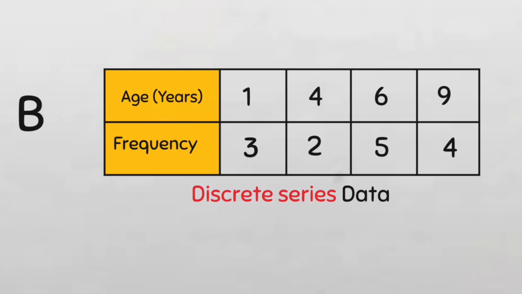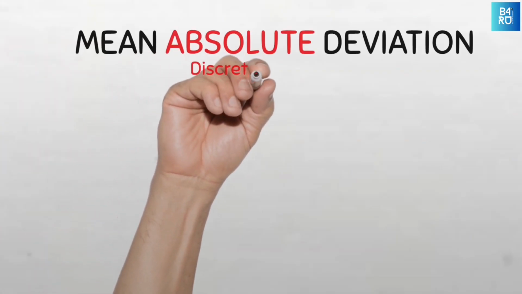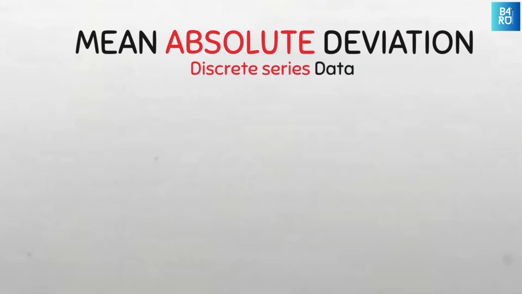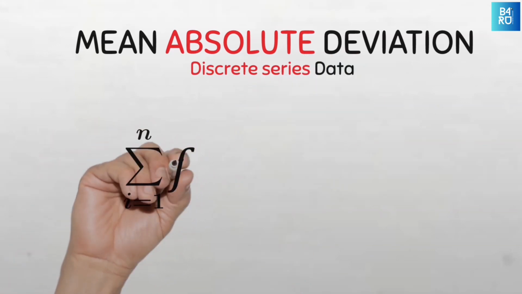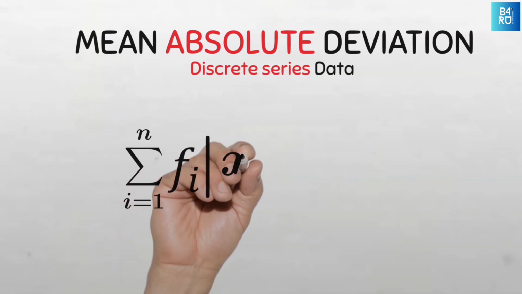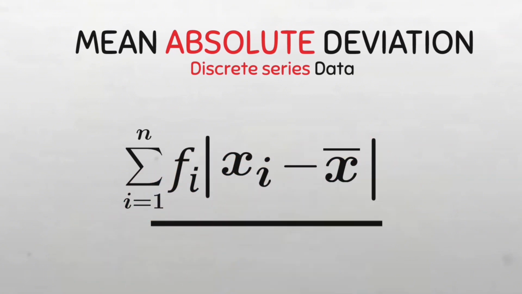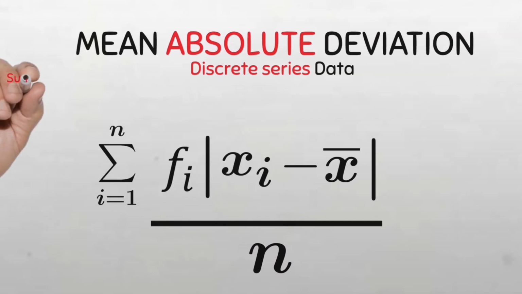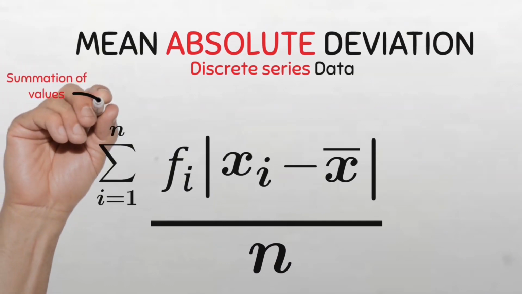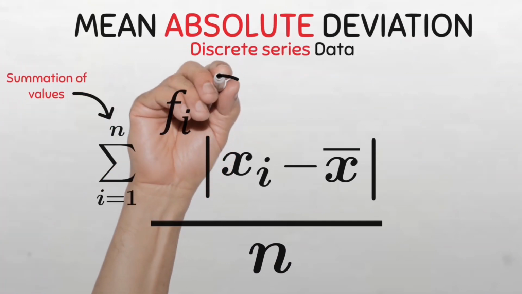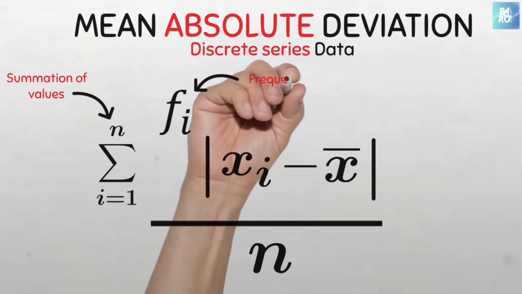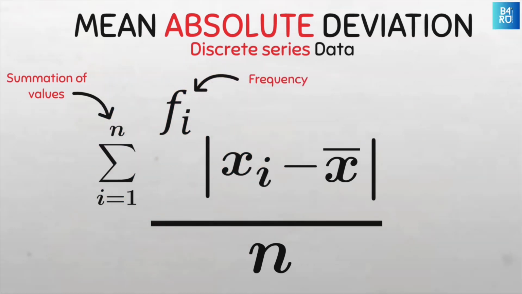Now let's go on to the discrete series data. That's data set B. The formula for mean absolute deviation for discrete series data is given by the summation of the product of the frequencies and the absolute deviations from the first value to the nth value, all divided by the number of data values. Sigma here is the summation of the values from the first to the last. F sub i is the frequency of the occurrence of each data value, i.e. the frequencies of x subscript i.